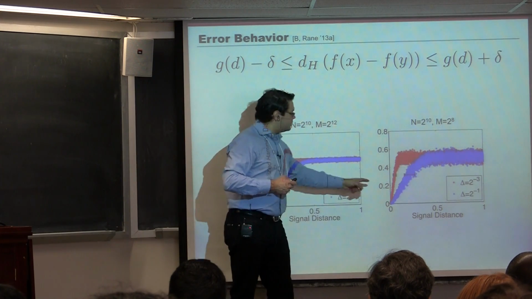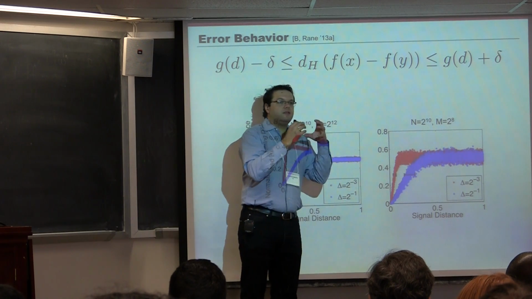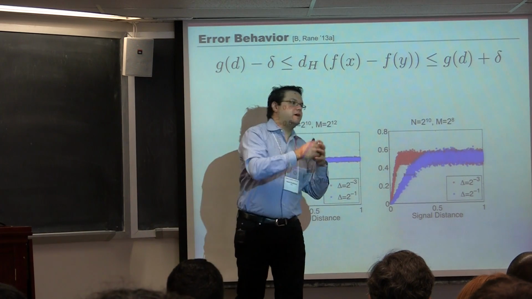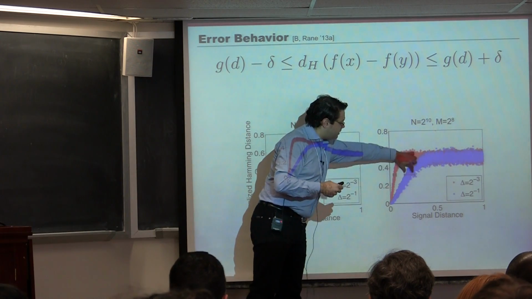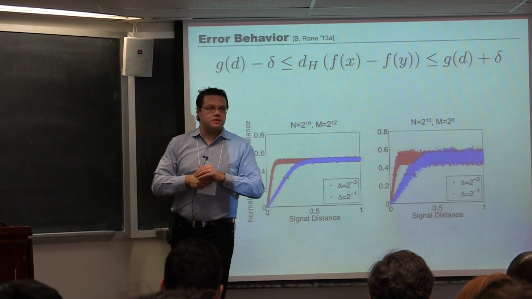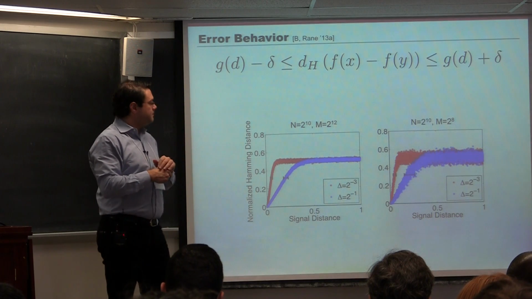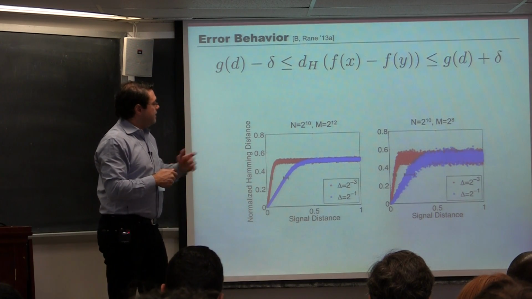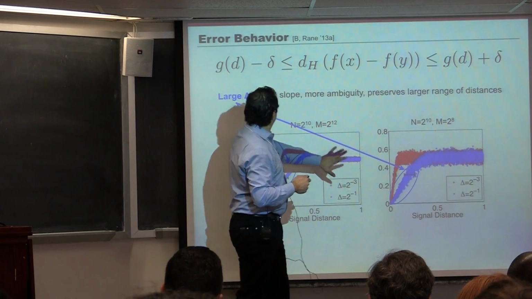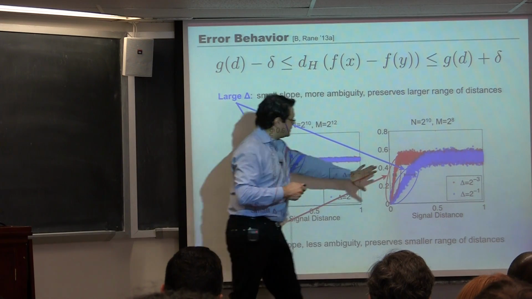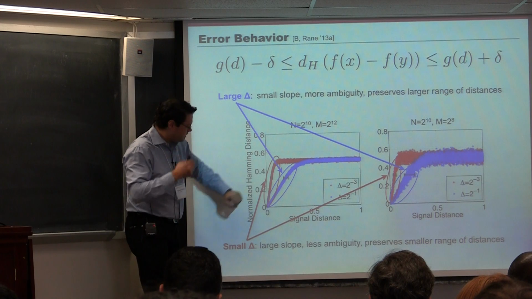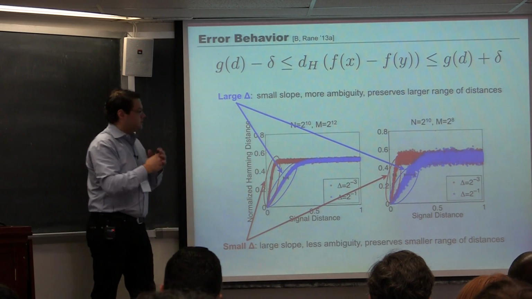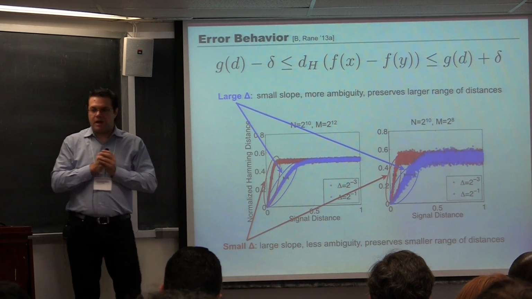Or I can select delta to preserve a smaller radius of distances but much better. Right? And actually you can show that the radius to the ambiguity is constant given the bit rate. And then there is this flat region. So this is what I've been telling you about the slopes. Small delta preserves smaller range, and larger delta preserves higher range.